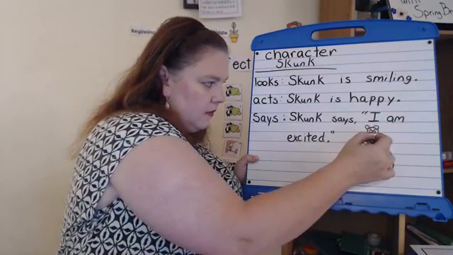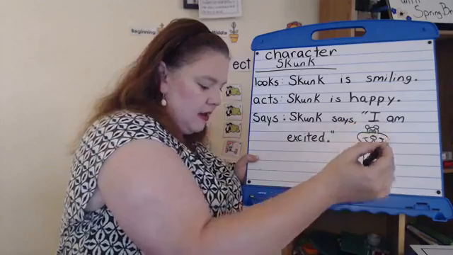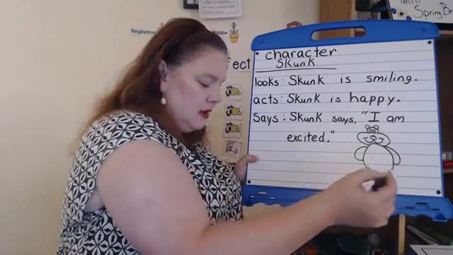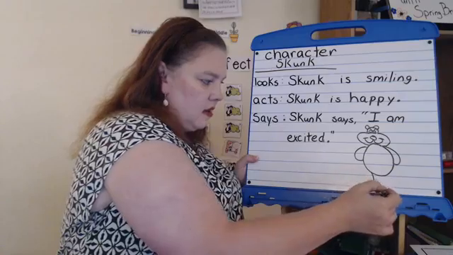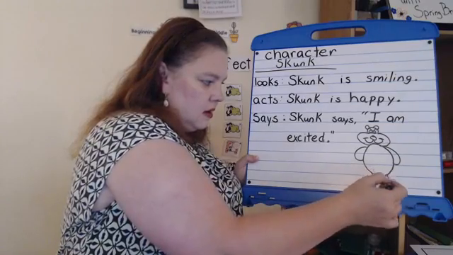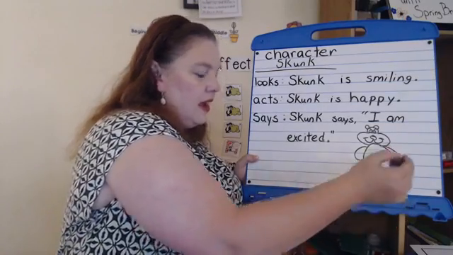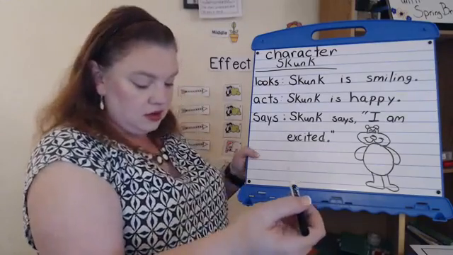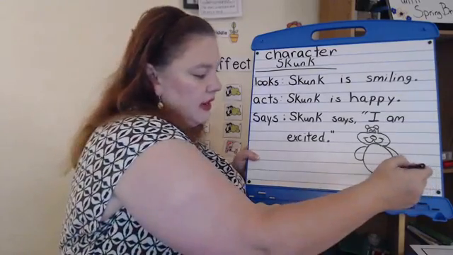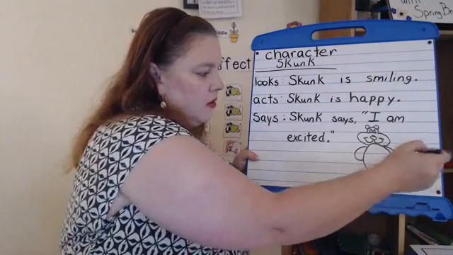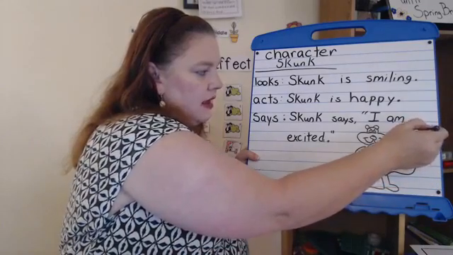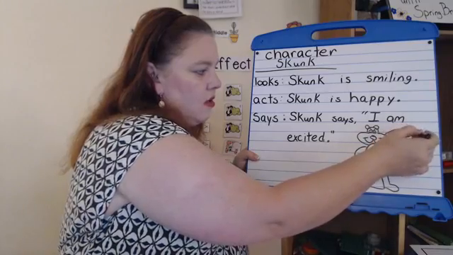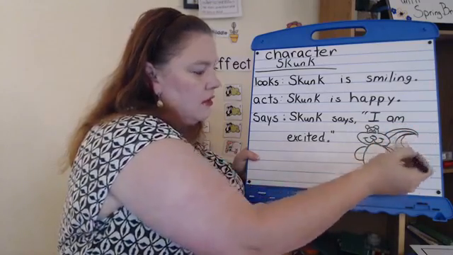Okay. And then I'm going to give him some hands. And I'm going to give him some feet. And then the biggest part about Skunk is he's got to have a big fluffy tail. So I'm going to show you how to draw his fluffy tail. I'm going to start here and make the tail go up and over like that. And then I'm going to bring it down like this. And then I'm going to draw inside the tail. I'm going to draw that white.